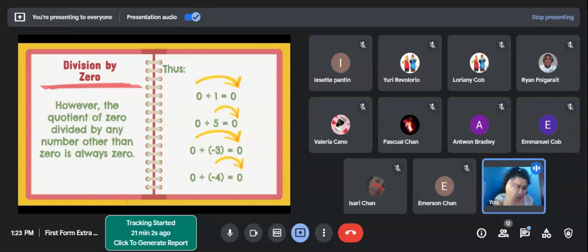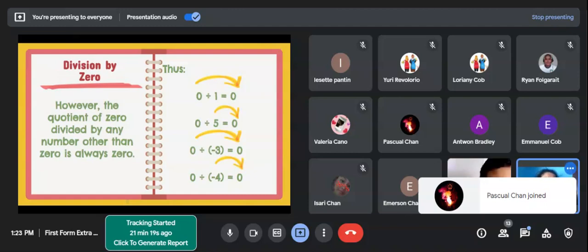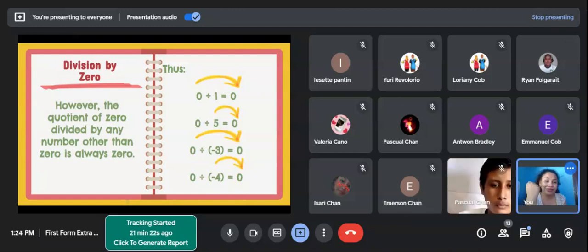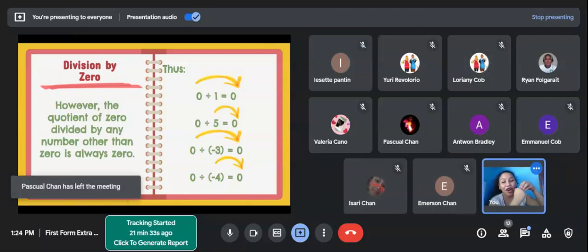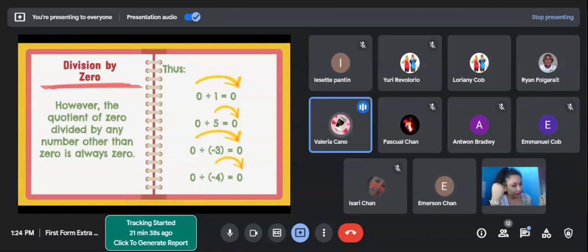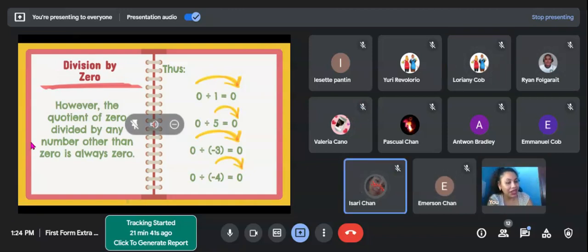And this is why. Because if I have 0, I have nothing, and I want to take out a group of 1. How many groups of 1 can I take out of 0? Nothing. Zero. If I have 0 and I want to make a group of 5 out of this 0, how many groups of 5 will I take out? Zero. Very good.